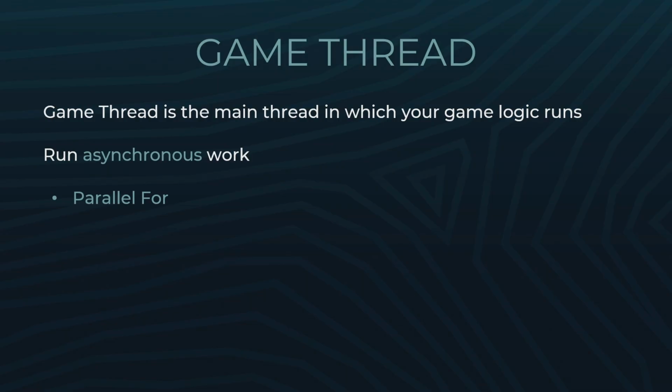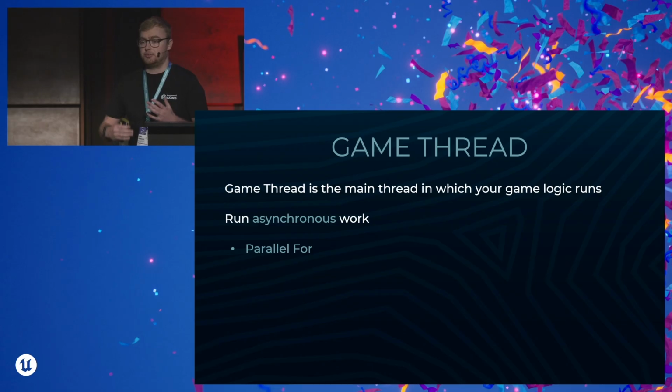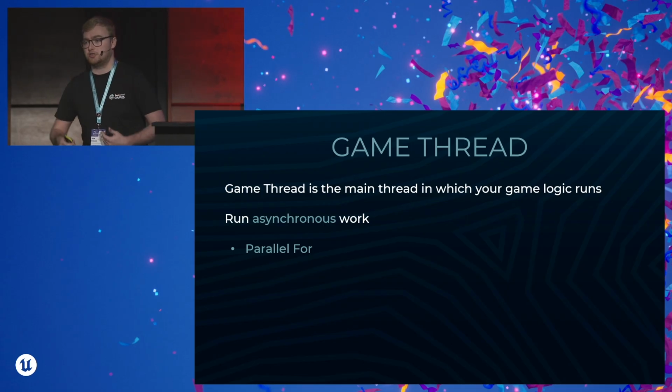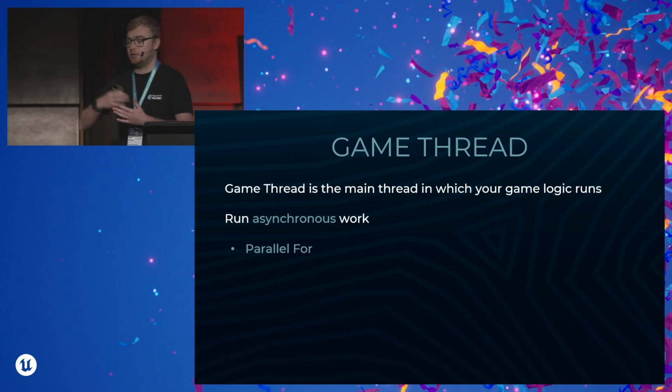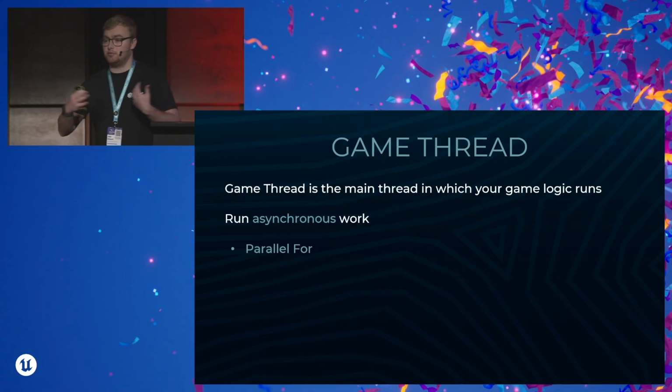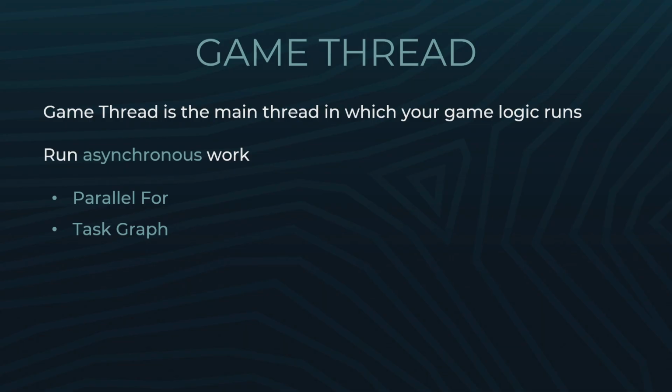So firstly, parallel for. This allows the other threads to run the same work as the game thread alongside it. So if you've got 100 tasks, you can split them 20 among each thread, and your game thread can keep running that work as well. You've also got a task graph system. So this is slightly different in the sense that game thread doesn't run that work at the same time. The game thread can go off and do anything else, work on a different system, whereas all of your background threads can work on these tasks instead.